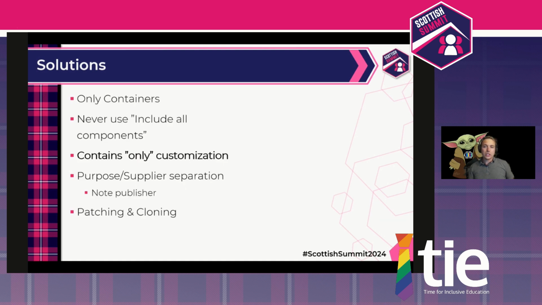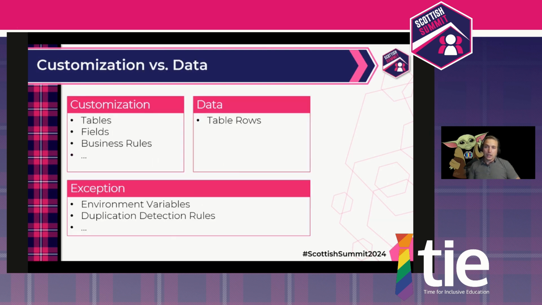A solution only contains customizations. But what does that mean? A customization is tables, fields, business rules, basically everything you can do in the Maker portal. Data, on the other hand, is table rows. Like Max Mustermann as a row in the contact table. So you can't add Max Mustermann to your solution. You can only add the table definition, but not a specific row.